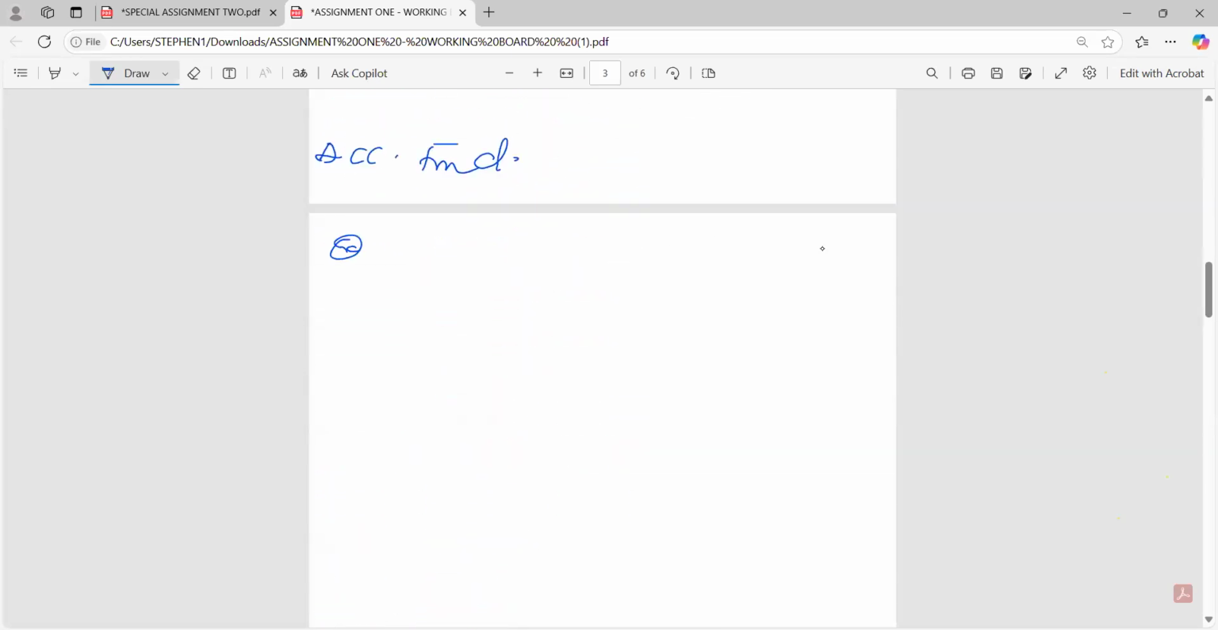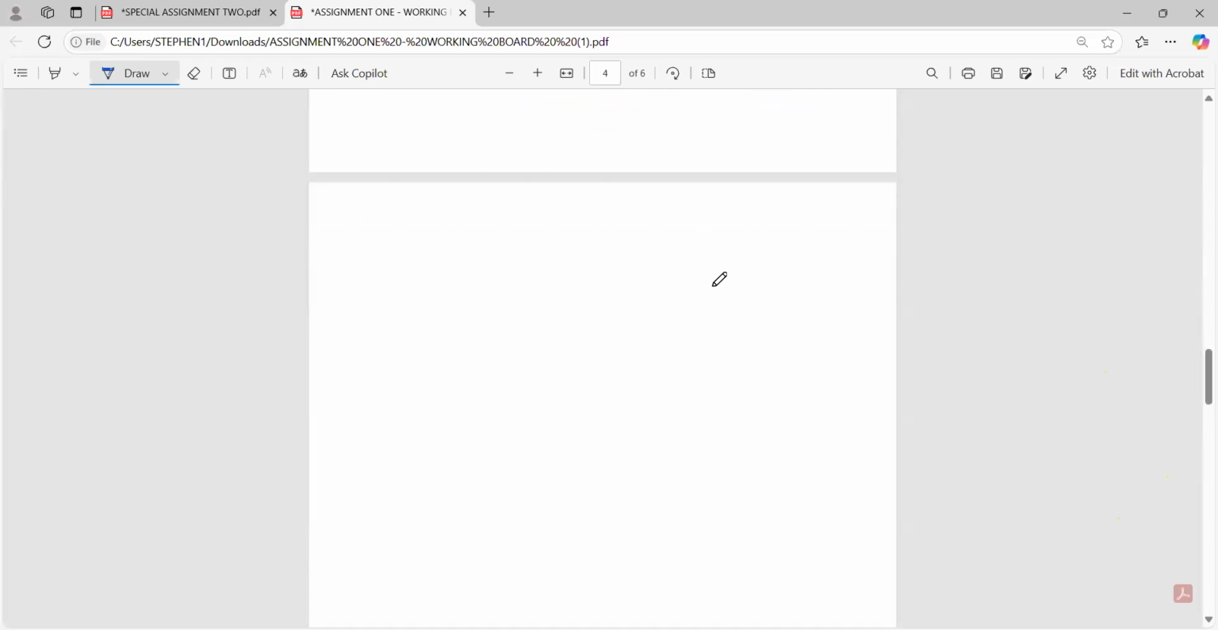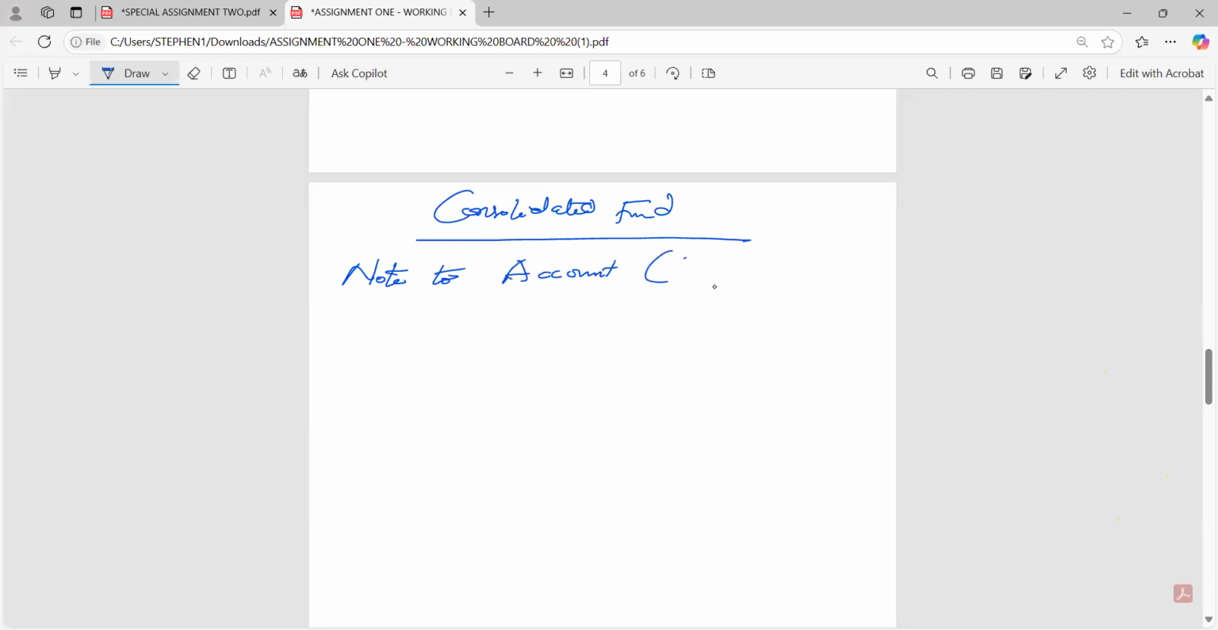So let me add one myself: statement of changes in equity, in case they permit it. They can ask you to write a statement of changes in equity. I've added it myself, even though it's not part. So you go to the last one, consolidated fund. What do I have? I have notes to accounts, in brackets, workings. Perfect.